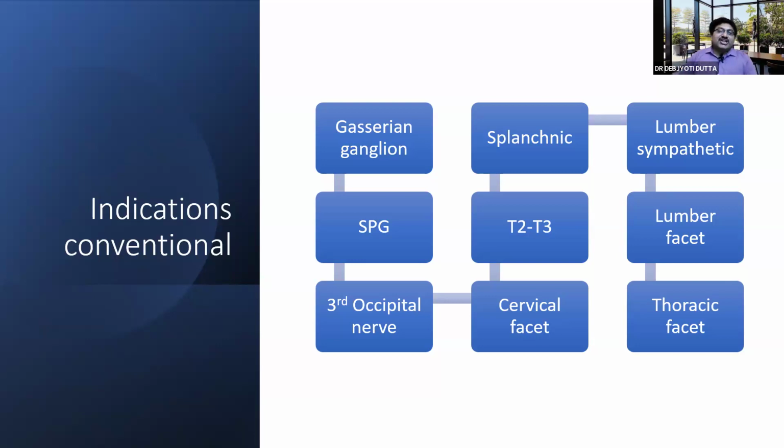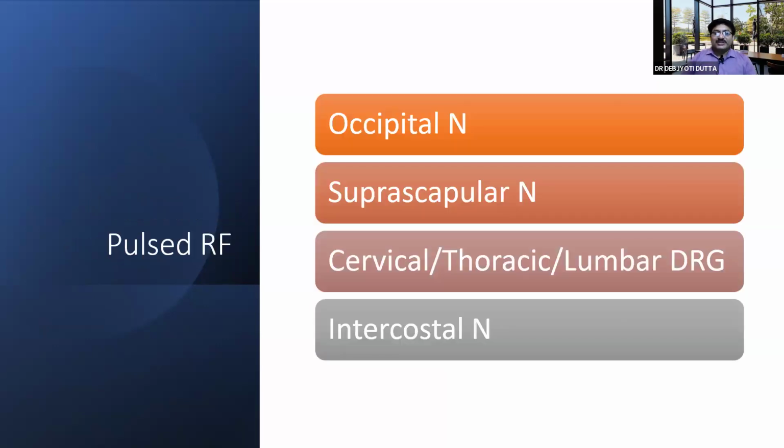Now, there are a lot of indications for conventional radio frequency. I'm not going into details. The Gasserian ganglion is really one of those we commonly use. There are splanchnic and lumbar sympathetic. These are commonly used. We will discuss these conditions when the time comes.